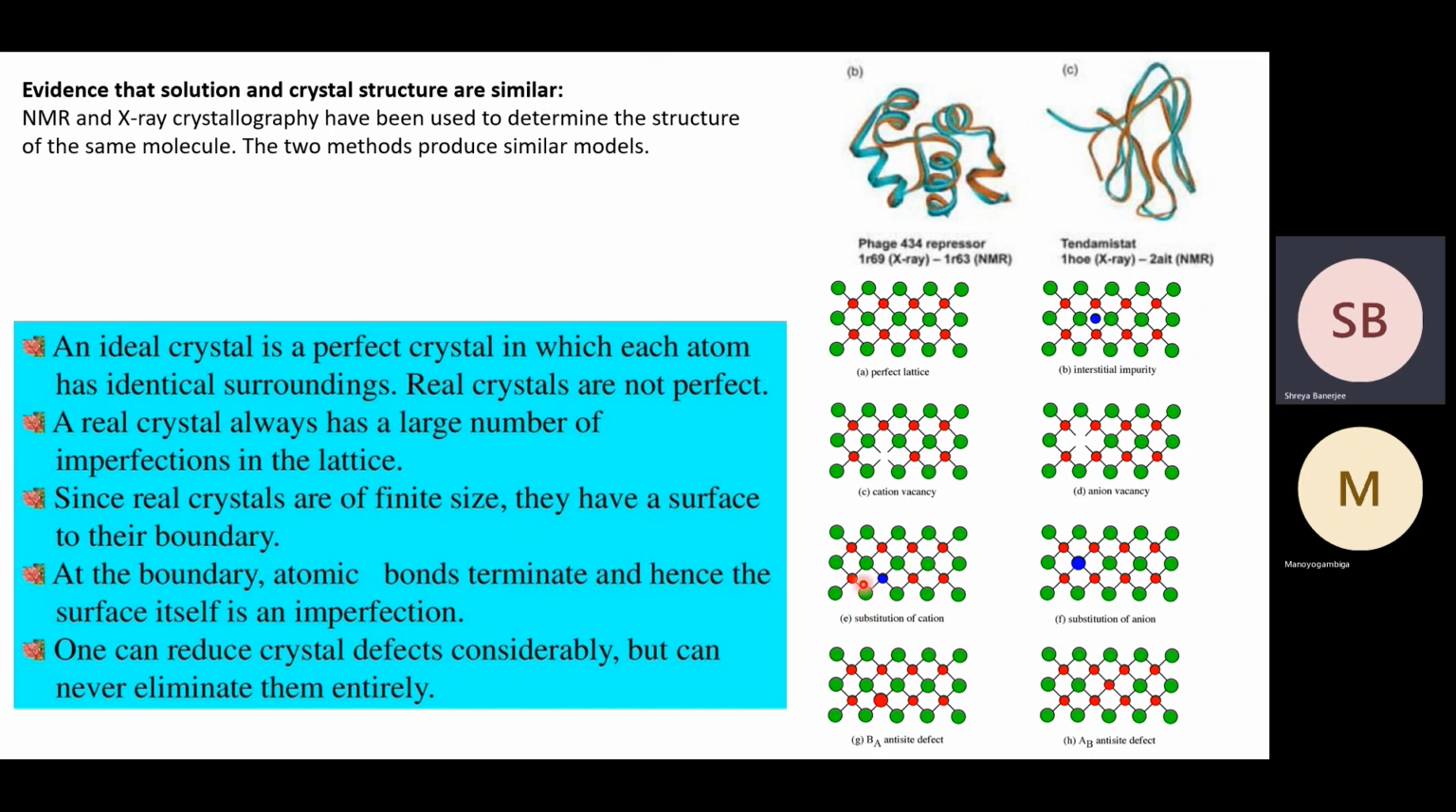So why are there defects? Basically, real crystals are of a finite size, and so they have a surface to their boundary. At the boundary, the atomic bonds terminate, and hence the surface itself is an imperfection. So you can reduce the crystal defects, but you can never eliminate them entirely in a real crystal.